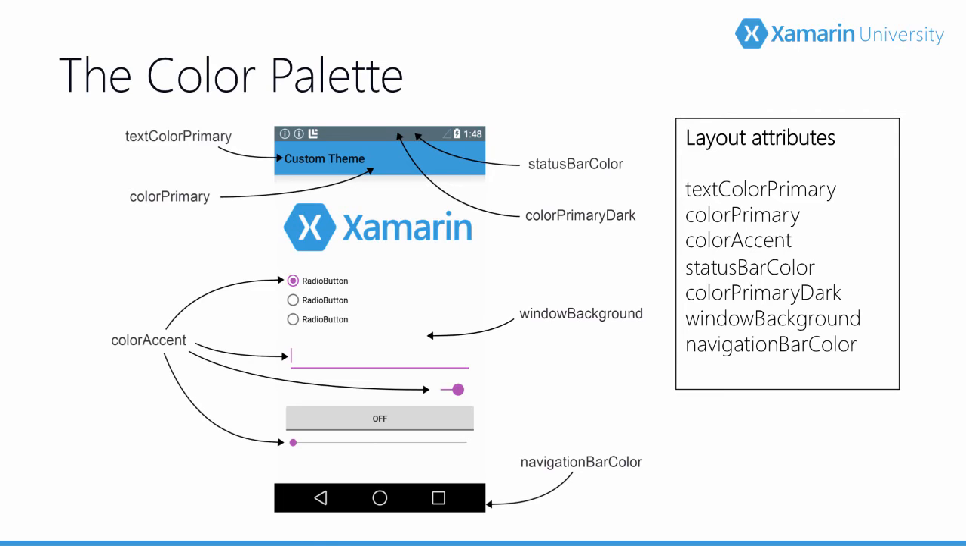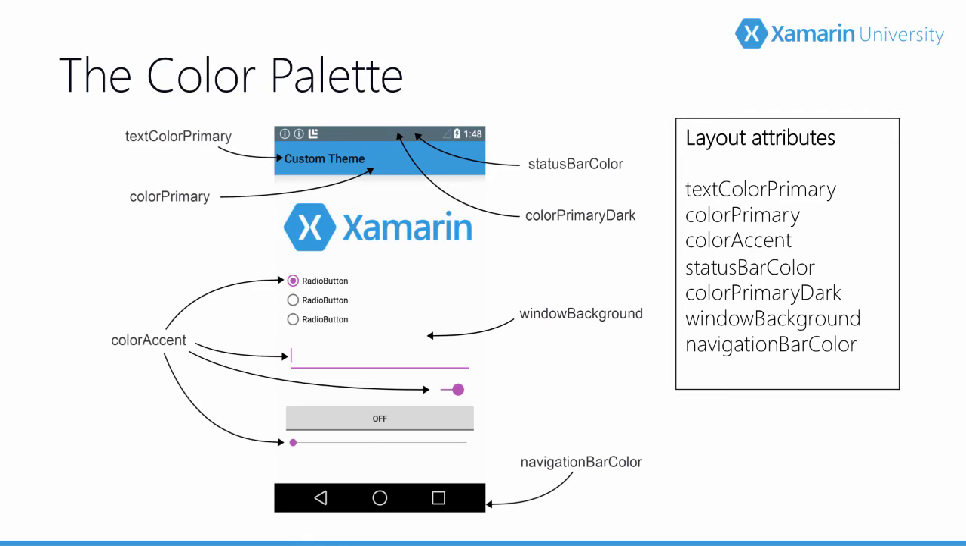Material theme exposes the following layout attributes for customization. The first item here is the text color primary, and this is the color of a UI text in the application bar. Color primary is the color of the application bar, and color accent the color of UI controls such as checkboxes, radio buttons, and edit text boxes. On the right hand side we have status bar color, and this is the color of the status bar, followed by color primary dark, the color of the status bar and contextual application bars. This is normally a dark version of color primary.